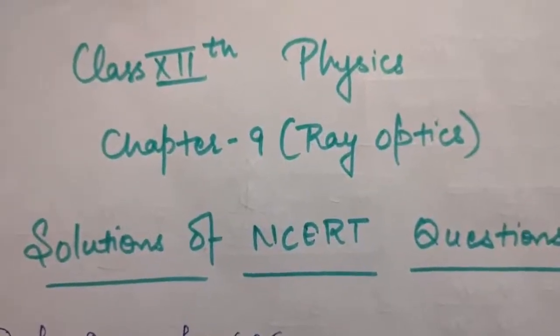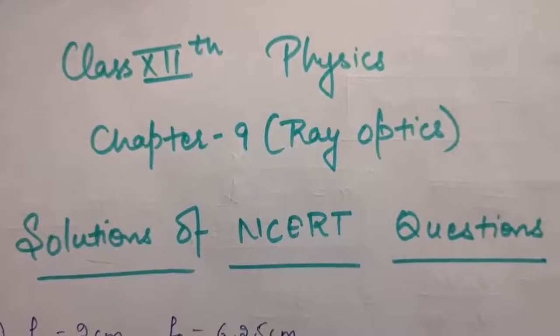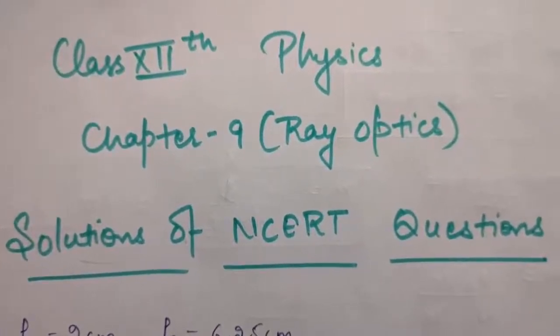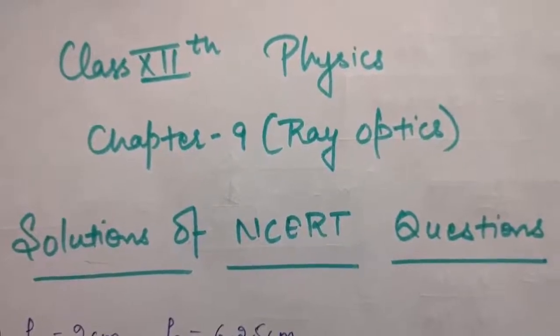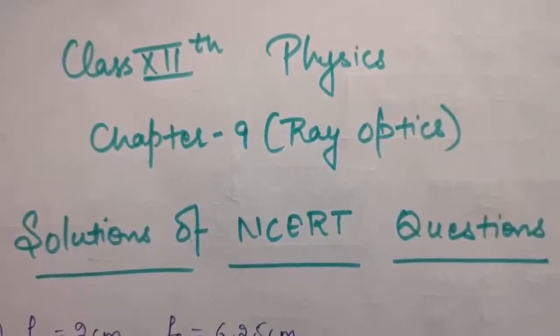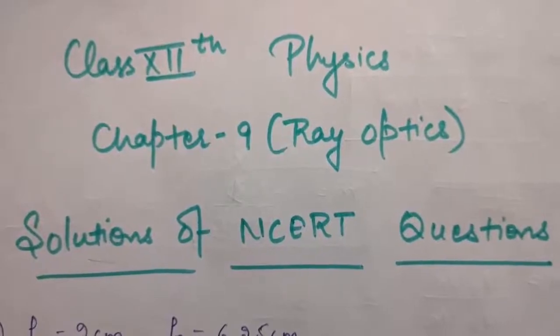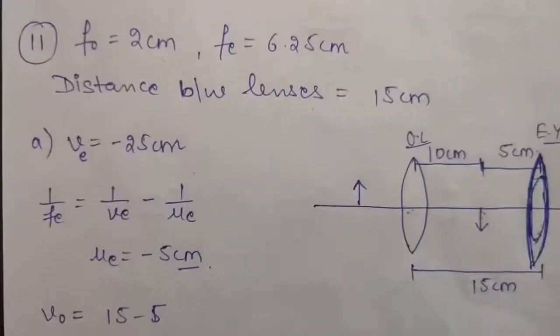So this is your subject physics, chapter number 9, that is ray optics, and in this lecture I'll be discussing the solutions of all the NCERT questions that were left. Okay, so I'll be taking all the difficult questions. So let us begin. So the first is question number 11.